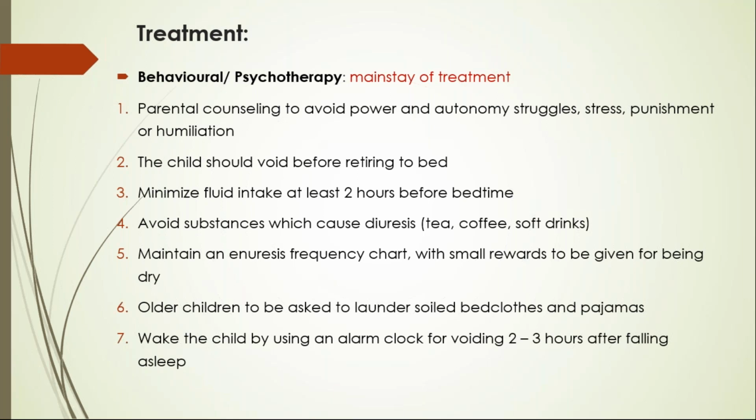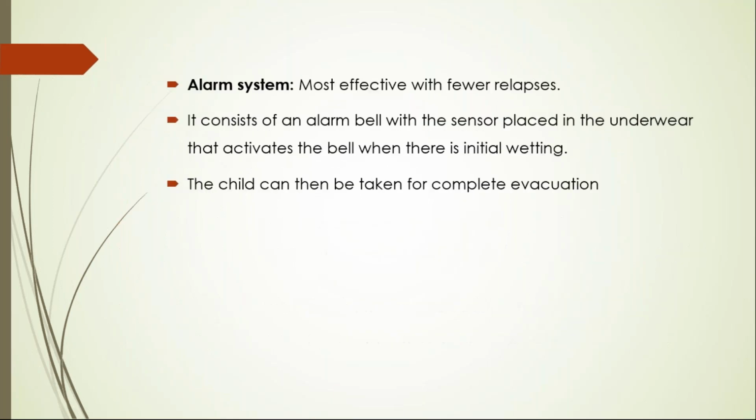Another very important one is the alarm clock technique. There are two types of alarm clock technique. One is when your child sleeps, say at 9 or 10 o'clock, you ask the parents to wake up the child at 2 or 3 o'clock and take them for urination. So this is an alarm clock technique. Another is the alarm system, which is an alarm bell that has a sensor in the underpant of the child. Whenever he passes urine, the alarm rings, so the parents or the child also get up that there is a problem.